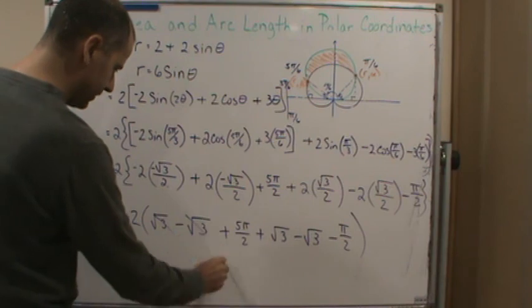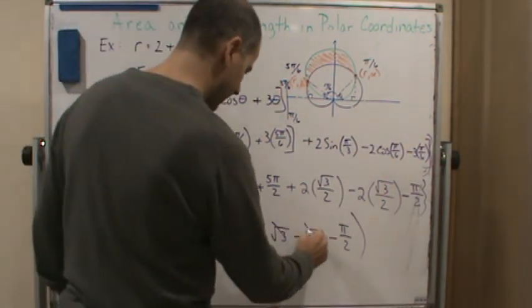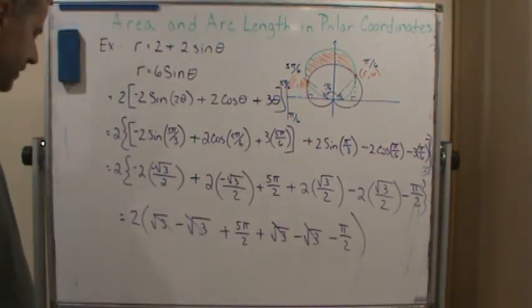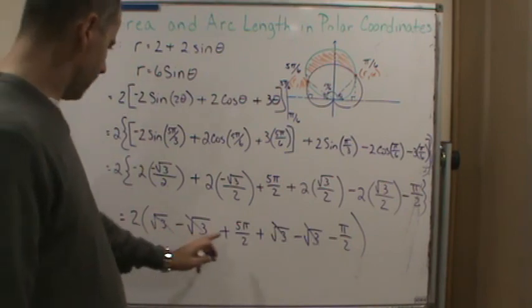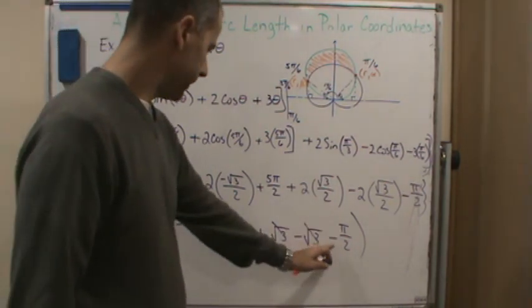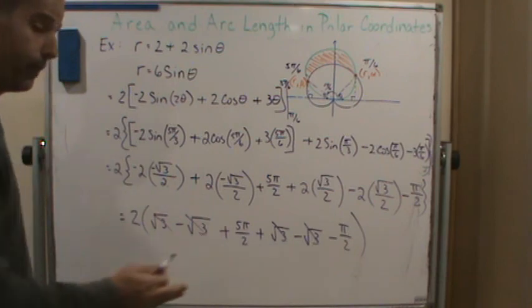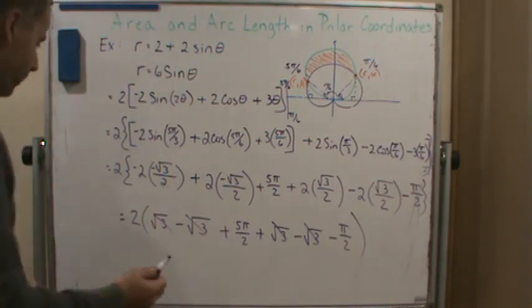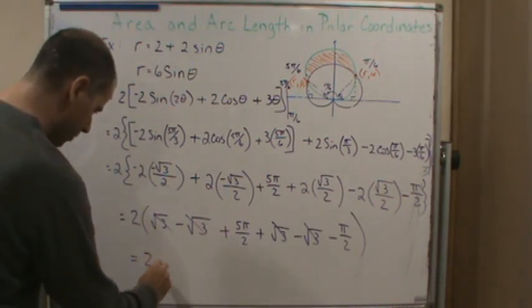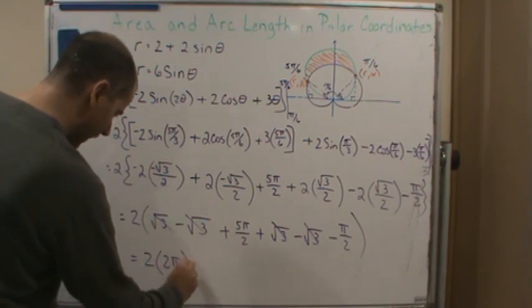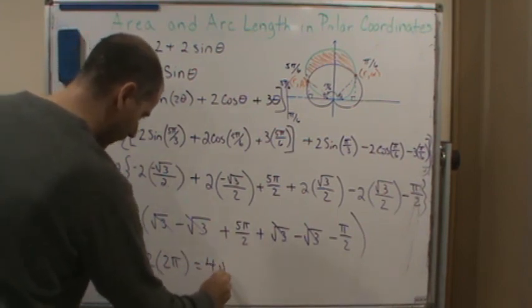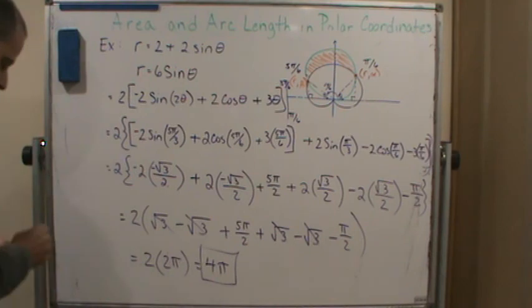Well, this and this equals 0. This and this equals 0. Well, look at this. We get 5 pi over 2 minus pi over 2 gives us 4 pi over 2, or 2 pi. So this equals 2 times 2 pi, which gives us 4 pi, and that is the answer. So the area between the two curves is 4 pi units squared.